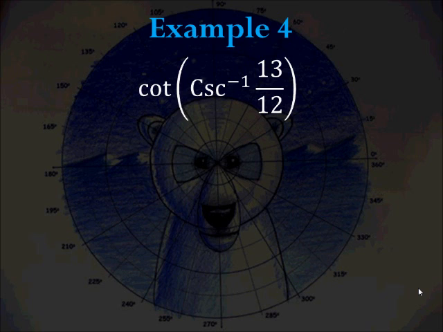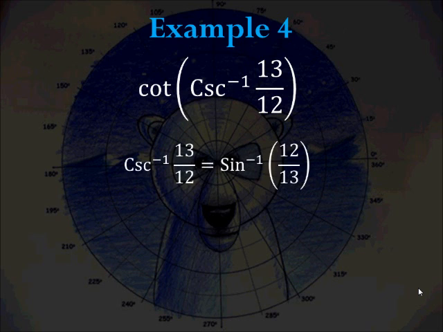Alright, now we're going to get some more involved examples. Number 4, the cotangent of the inverse cosecant of 13 over 12. So, first thing we can do is convert the inverse cosecant of 13 over 12 to the inverse sine of its reciprocal, or 12/13.